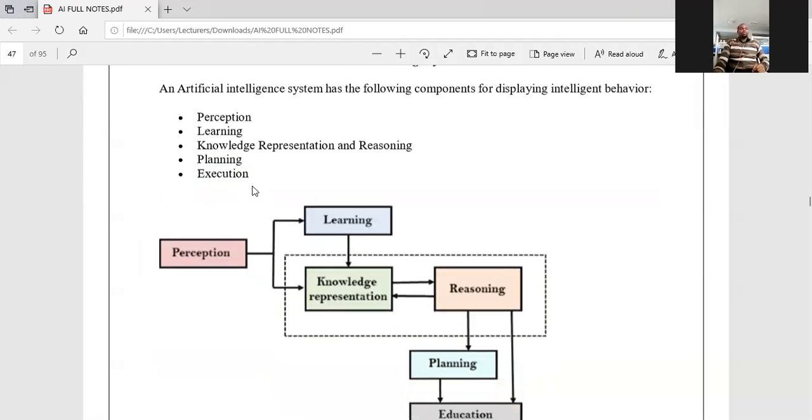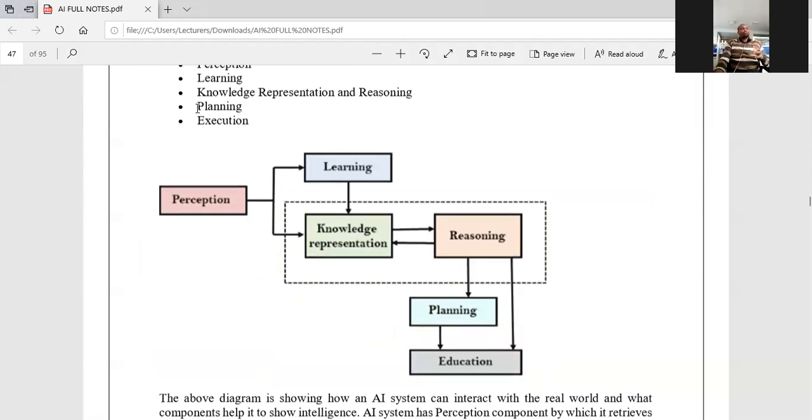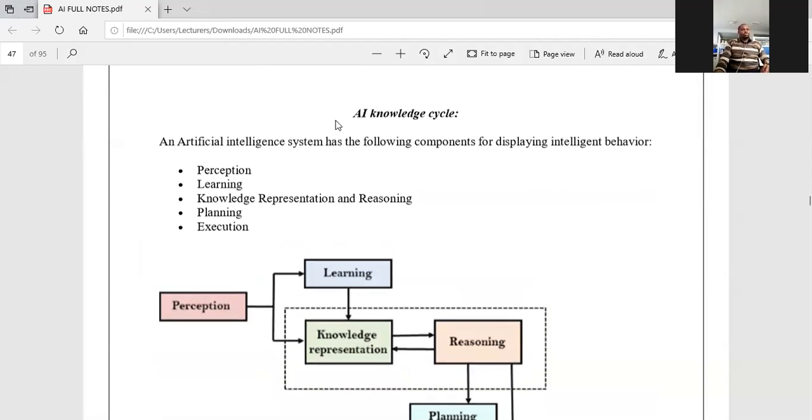Execution is about picking the solution you have determined to be the most optimal, the one that will maximize the performance measure, and now bringing it to bear upon the situation or the circumstances the agent is facing at that moment. Okay, so that is what you call the knowledge cycle.